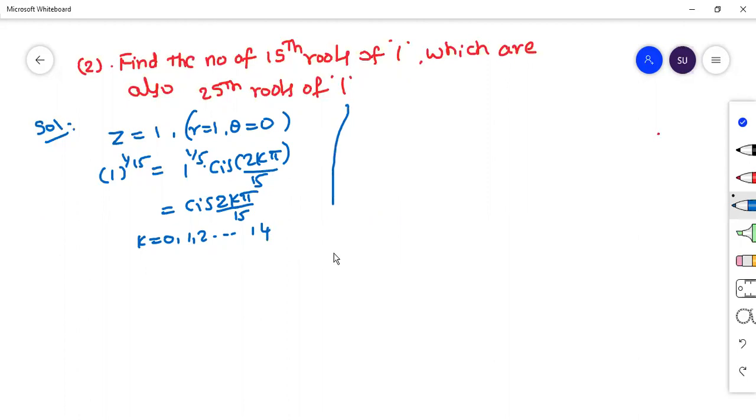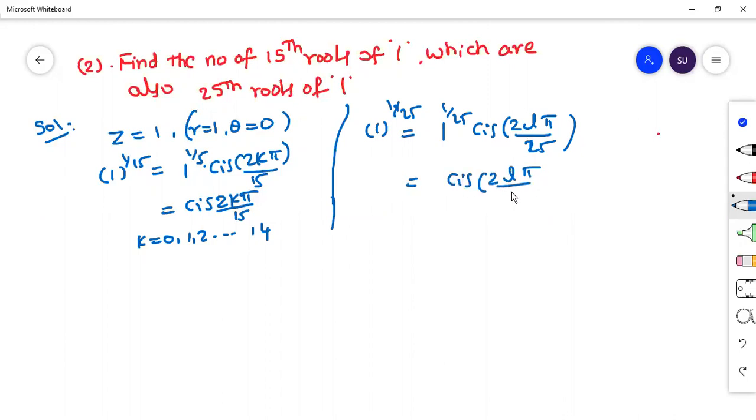In the same way, 25th roots of 1. Same formula, 1 power 1 by 25, cis of 2L pi by 25. Because already we have taken k, that's why here consider L. So it is cis 2L pi by 25, where L is equal to 0, 1, 2, and so on, 24. Actually, here we have 15 solutions, and here 25 solutions.